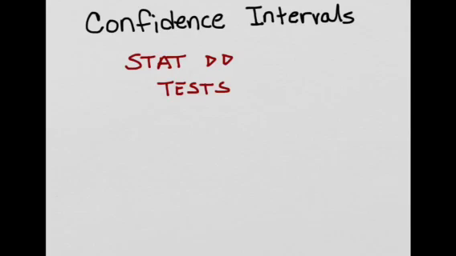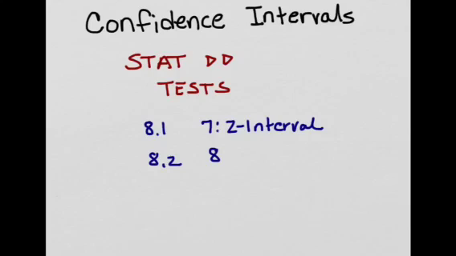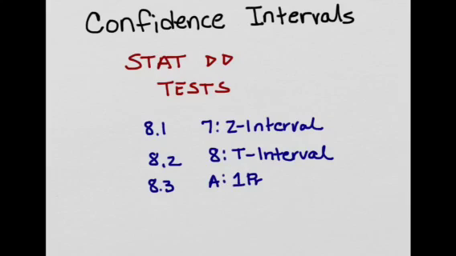The first one that we worked with in 8.1 was Z interval, and this is choice number 7 in the test list. Then in 8.2, we worked with T interval. And finally in 8.3, we worked with one prop Z interval.